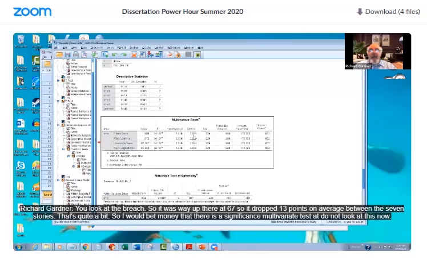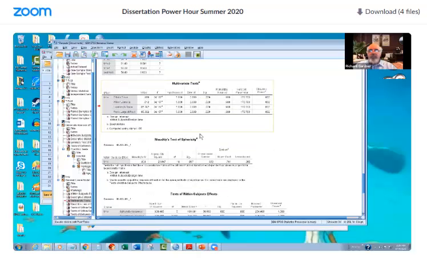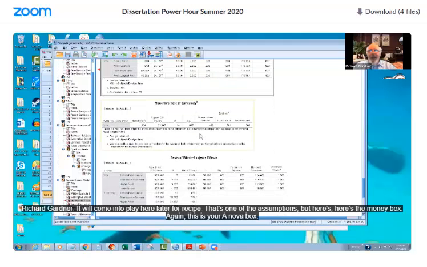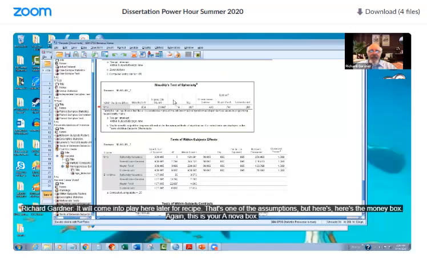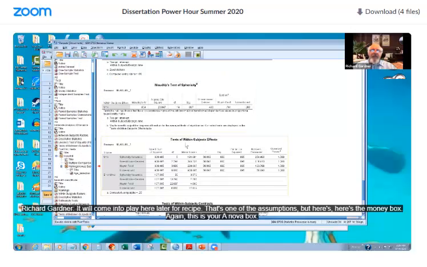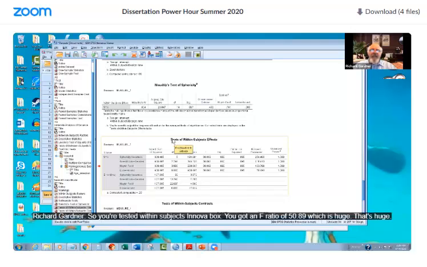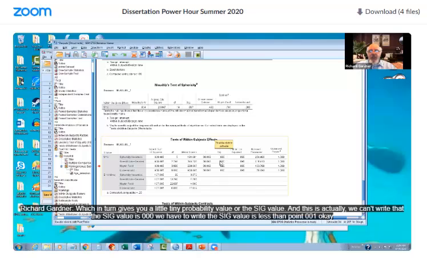Multivariate tests. Do not look at this now. It will come into play here later. Sphericity, that's one of the assumptions. But here's the money box again. This is your ANOVA box. So your tests of within subjects effects box, you got an F ratio of 50.89, which is huge. That's huge. Which in turn gives you a little tiny probability value, or the sig value. And we can't write that the sig value is 0.000. We have to write the sig value is less than 0.001.